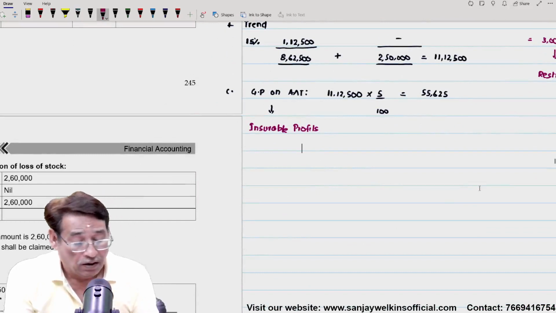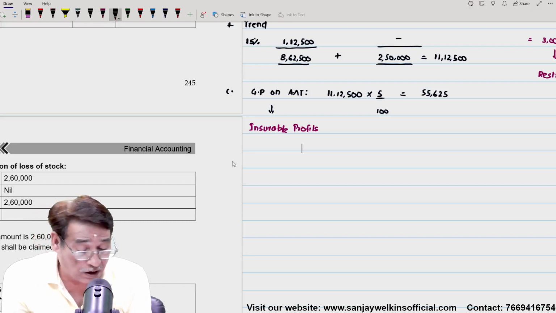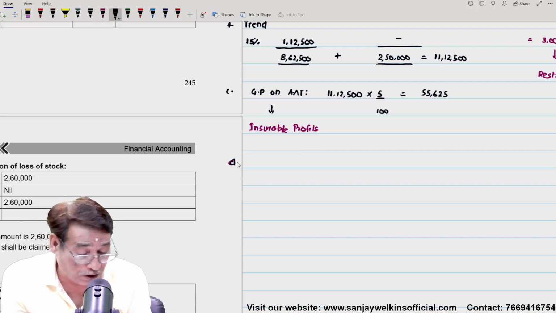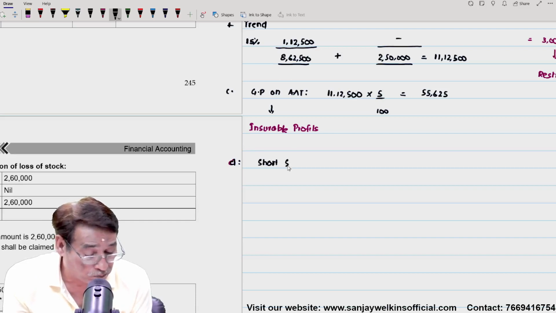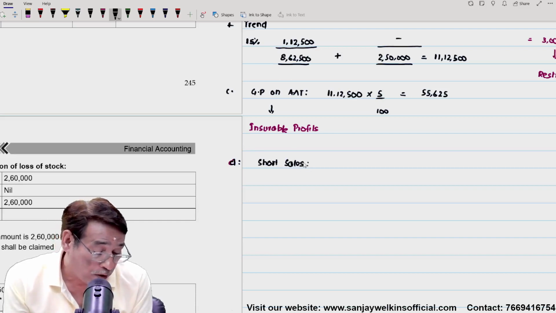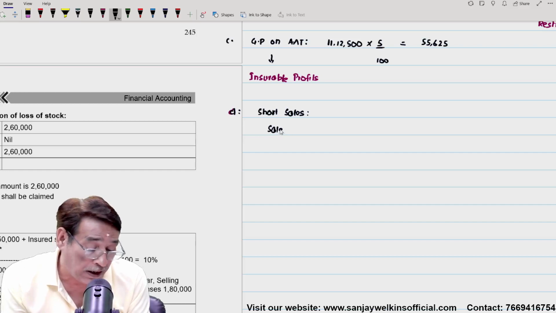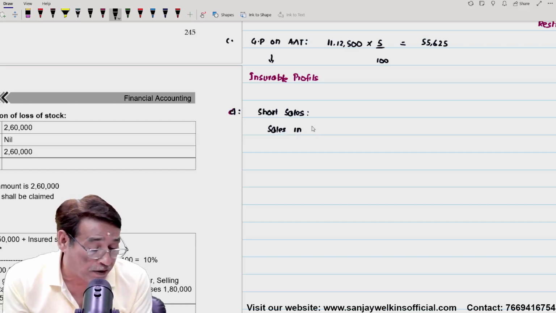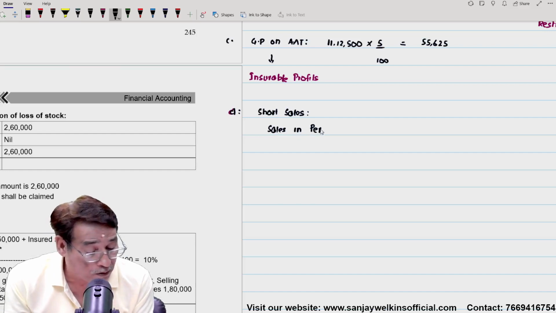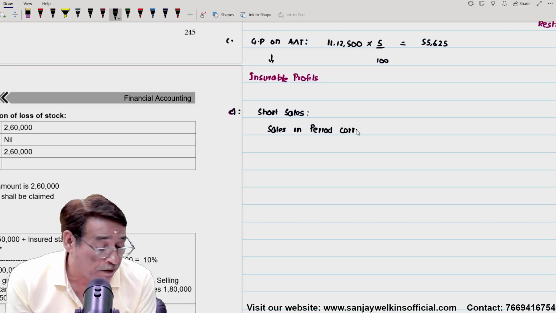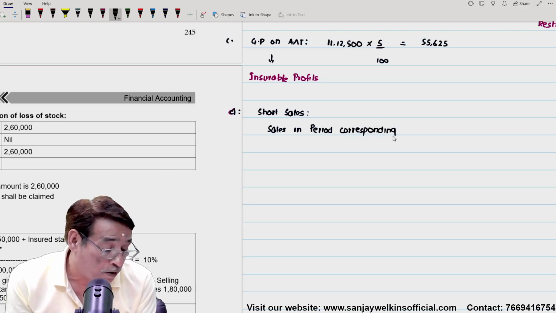Correct? After having computed this, now under the next step, generally we compute what? We compute short sales. For short sales, we need sales in corresponding period. Sales in period corresponding to disturbed period.